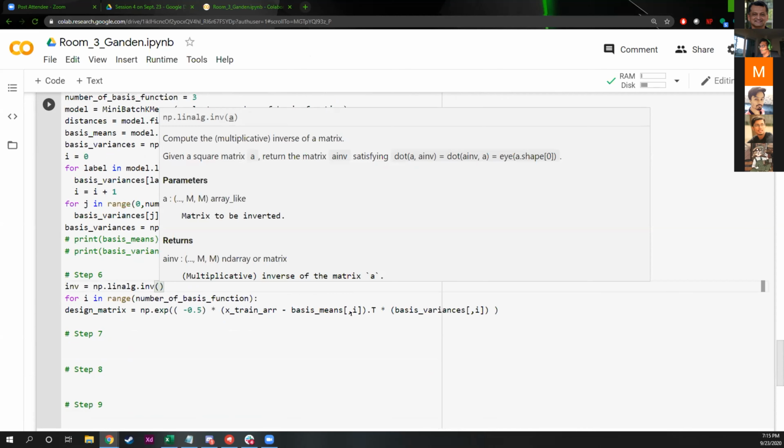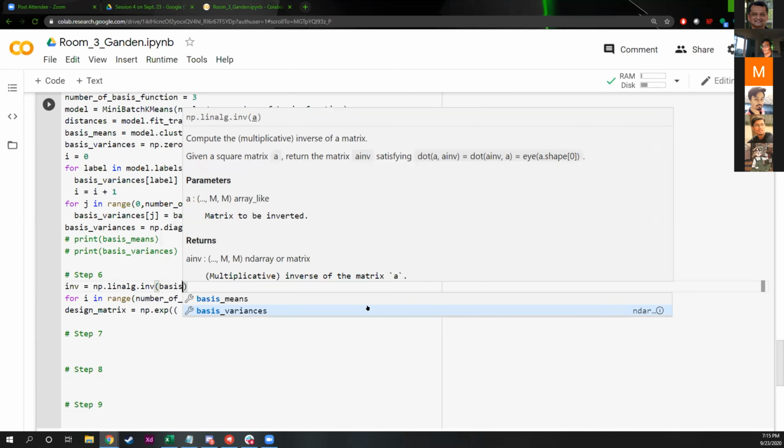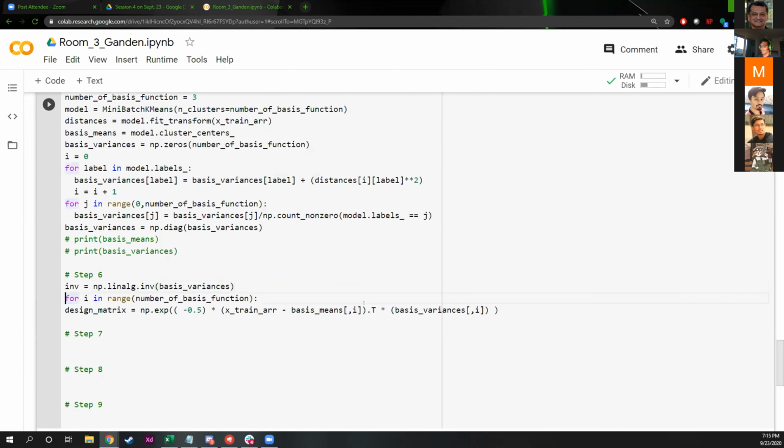That's going to be the whole thing, basis underscore variance, right? Yep. And print the shape as well. Just want to see what shape comes up. It should be the same shape, 3,3. Not this one. The inverse that we get should be the same. Okay, fine. Never mind.